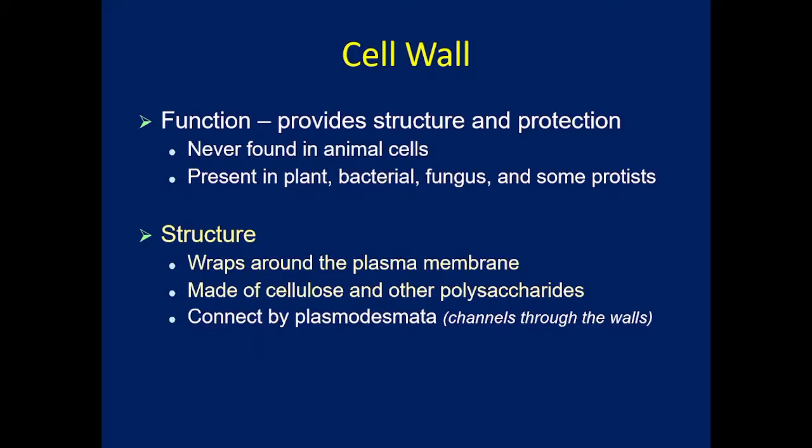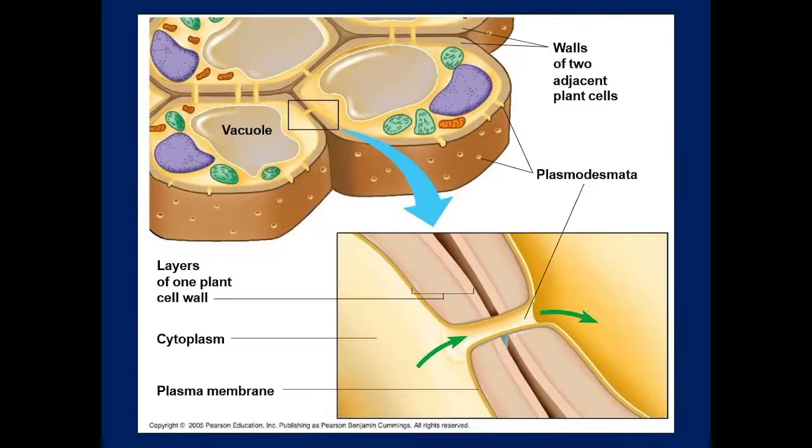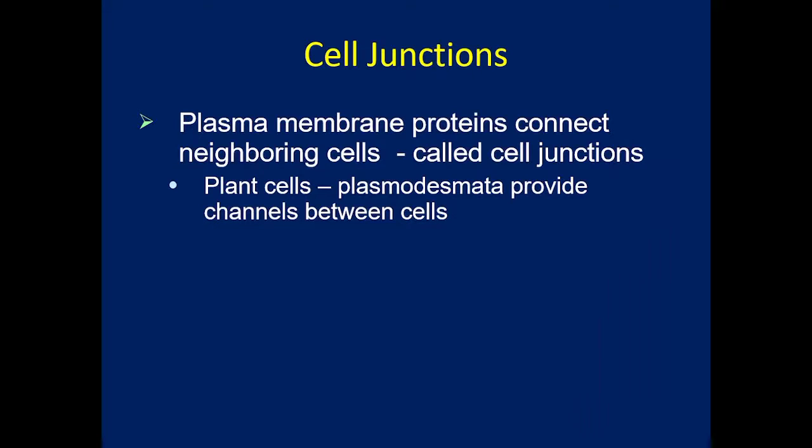The structure could be that it wraps around the plasma membrane. It is made up of cellulose and other polysaccharides. It connects by plasmodesmata, which are channels. So in the cell wall there will be a channel. You can see it in the diagram. That is the channel in the cell wall, and that is the purpose of plasmodesmata. It will make a channel.